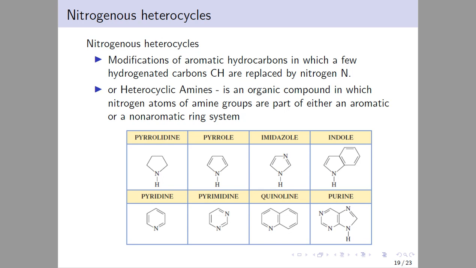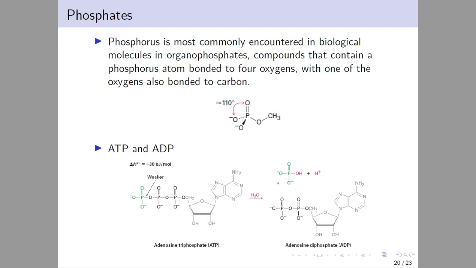So the next one is phosphorus, or phosphate. Phosphorus is most commonly encountered in biological molecules as organophosphate compounds that contain a phosphorus atom bonded to four oxygens, with one of the oxygens also bonded to a carbon. So we have P, O minus, and O with a double bond, these are O negative, and O, CH3.